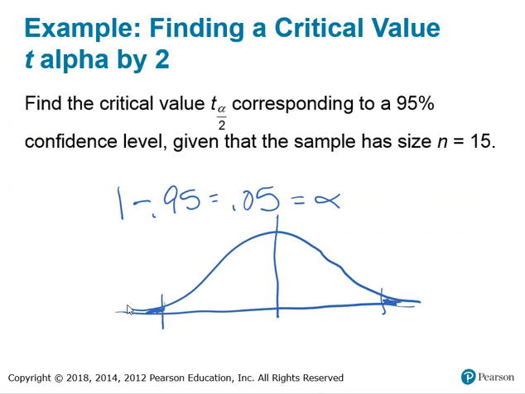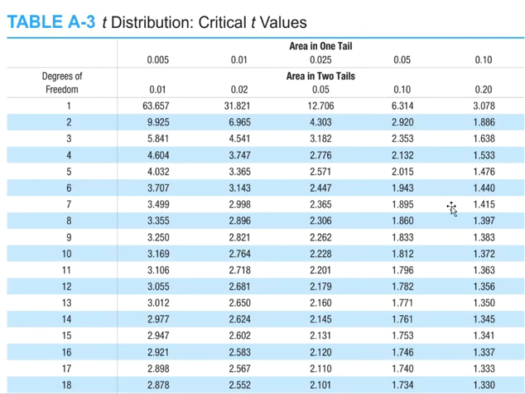One thing I need to write down before I go back is our degrees of freedom. Degrees of freedom is n minus 1. Our n in this case is 15, so we're going to go 15 minus 1. We're going to use a degree of freedom of 14 to help us find our critical value, and an alpha of 0.05 in two tails. So here I have area in two tails. Here's my 0.05. This is the column I'll be using.